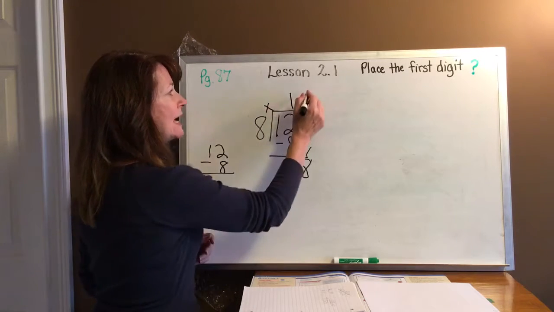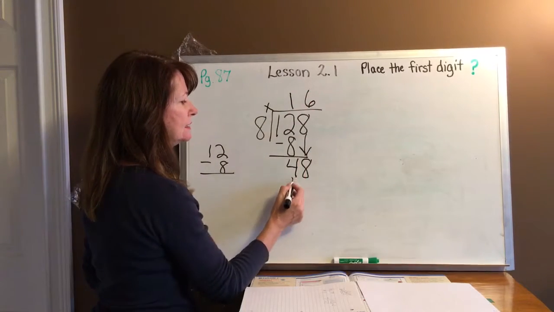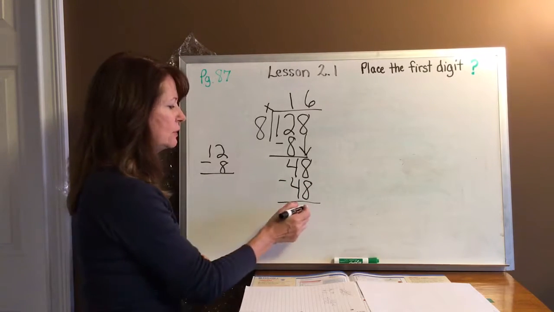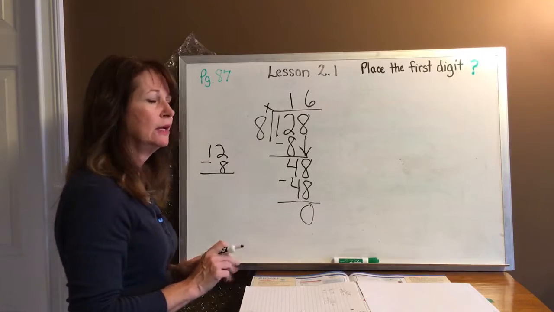8 times what? It's actually 8 times 6. So 8 times 6 is 48. When we subtract, we get 0. Easy problem, right? You're not done.